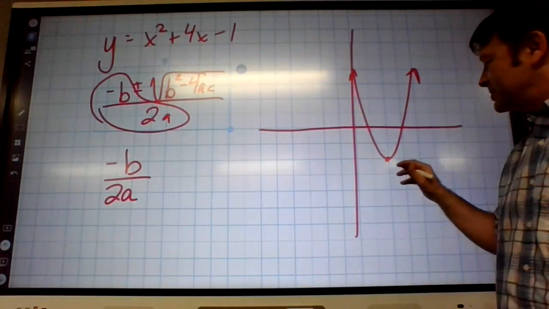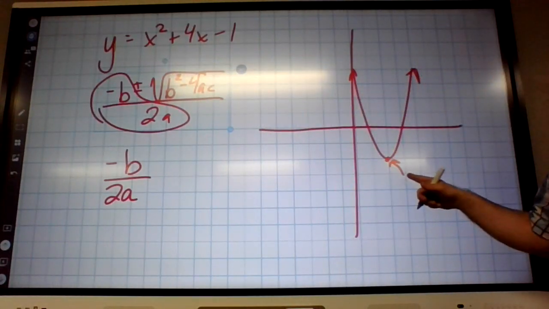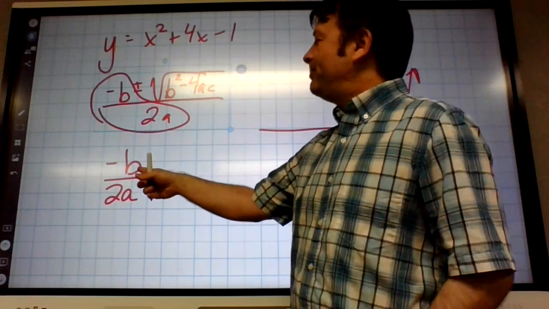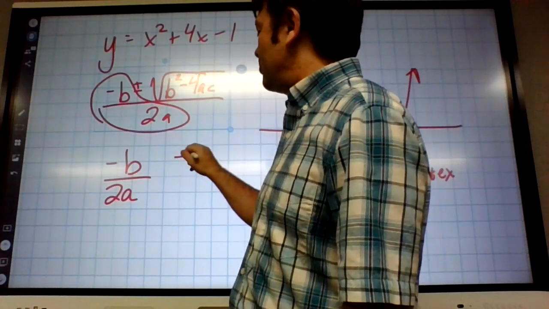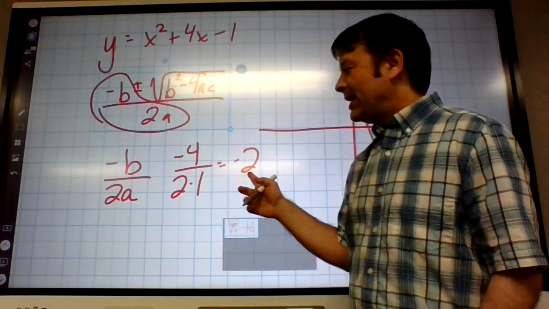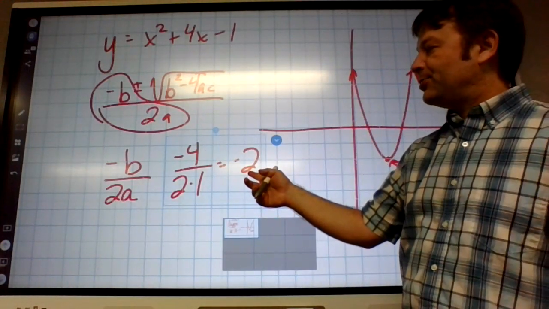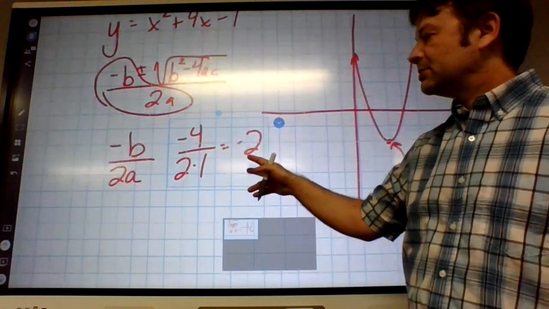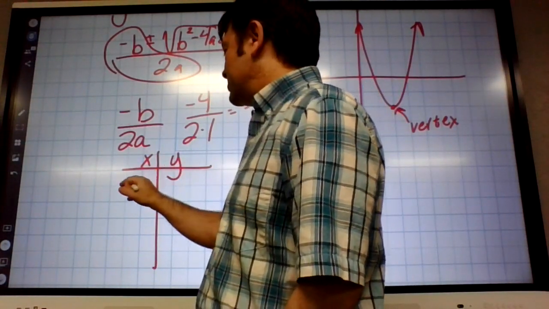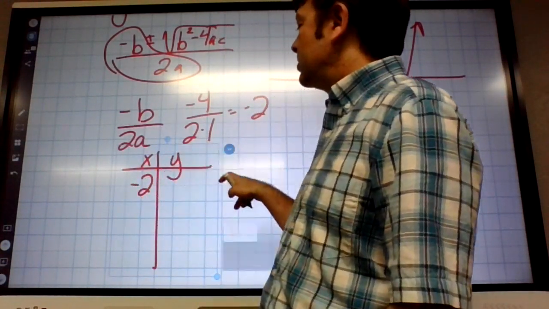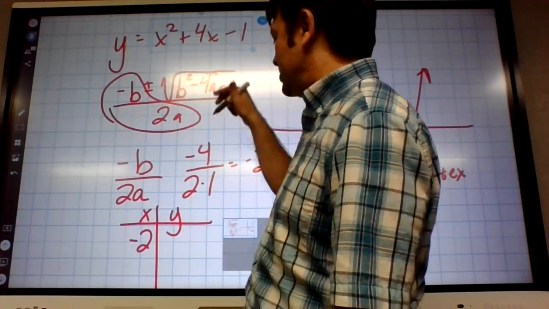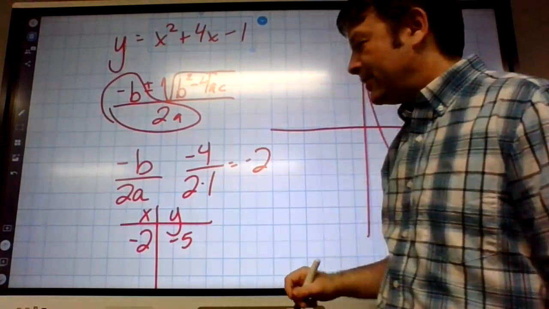What's this point at the bottom called? The vertex. Okay, negative b over 2a. So this would be negative 4 over 2, just like the quadratic formula. Negative 2 would be the x coordinate of the vertex. And then how would I find the y coordinate that goes with it? You plug it in. If negative 2 is the x, you plug that in, it'd be 4 minus 8 minus 1. It'd be negative 2, negative 5.